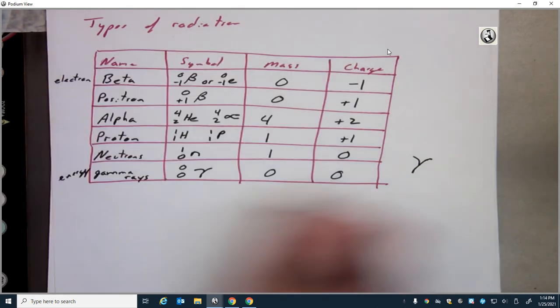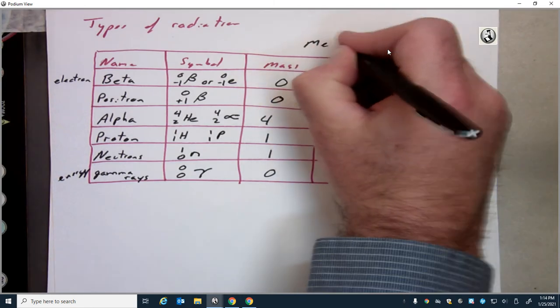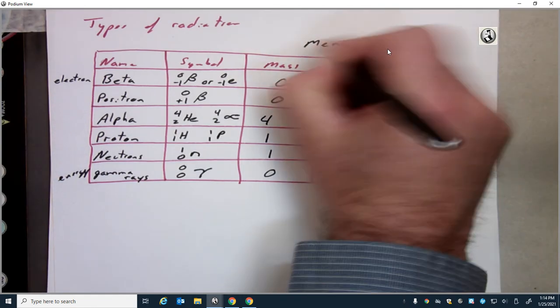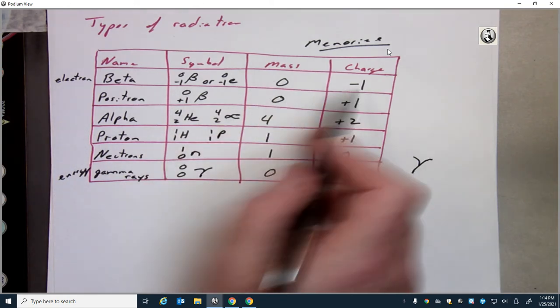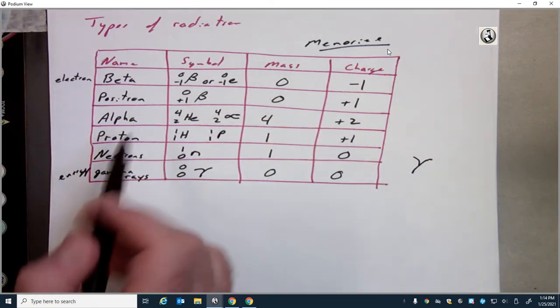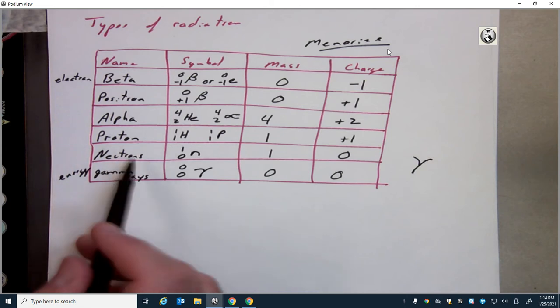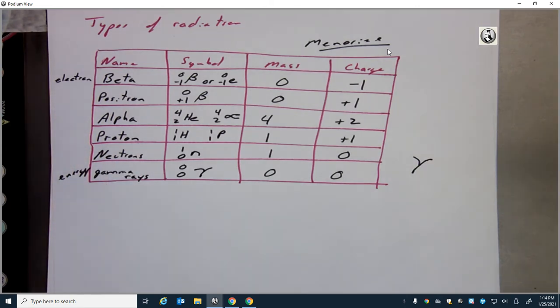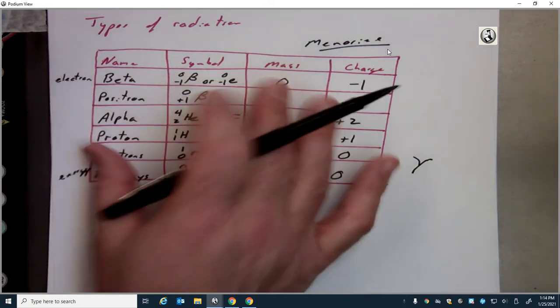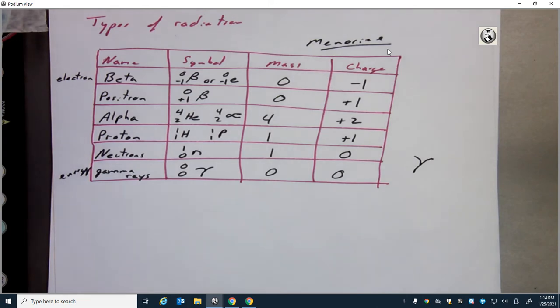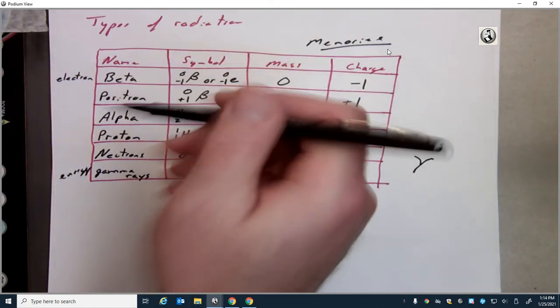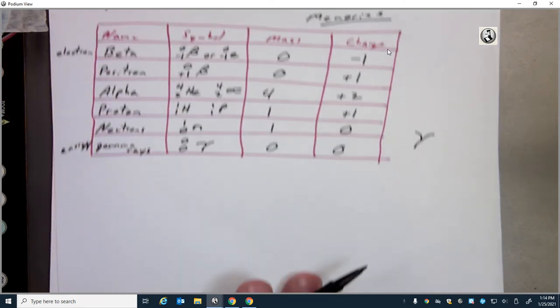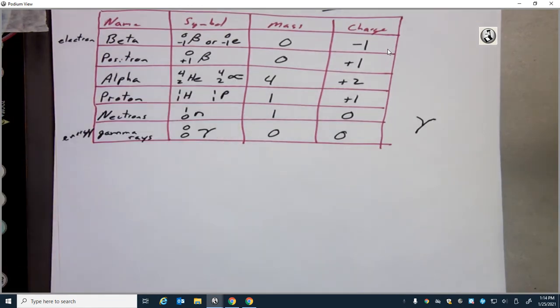Now, you need to learn this. Memorize. You need to know what the symbol for a beta particle is, its mass and its charge. Same thing for a positron, same thing for an alpha particle, protons, neutrons, and our gamma rays. You're going to need to know these. Now, what we're going to do is go through some of these radioactive decay modes, and we're going to learn how to write these equations.